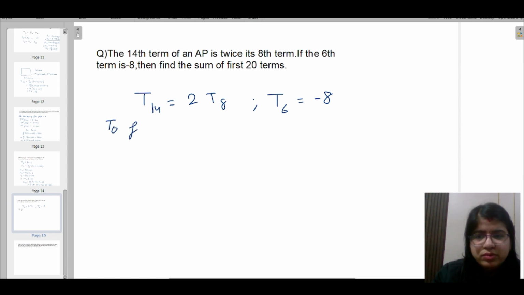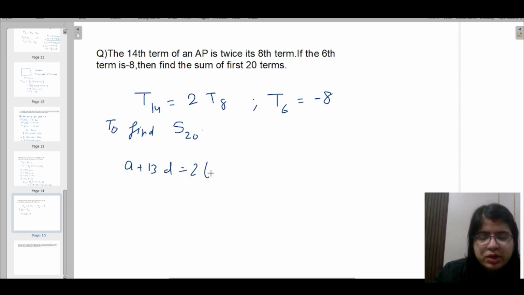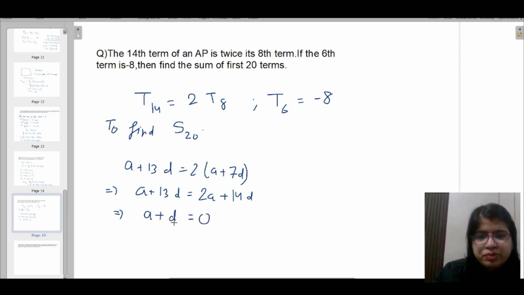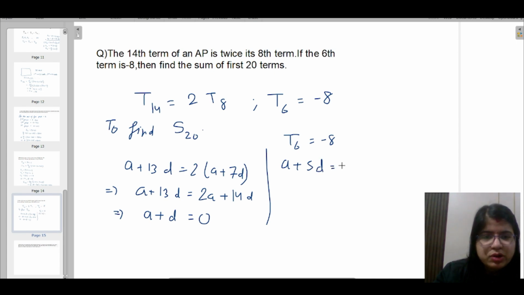To find S20 we have to find. So students, T14 is nothing but a plus 13d is equal to 2 into T8, which is a plus 7d. So we are having a plus 13d is equal to 2a plus 14d. So we are having a plus d is equal to 0. T6 is given as minus 8 here. So we can write a plus 5d is equal to minus 8.